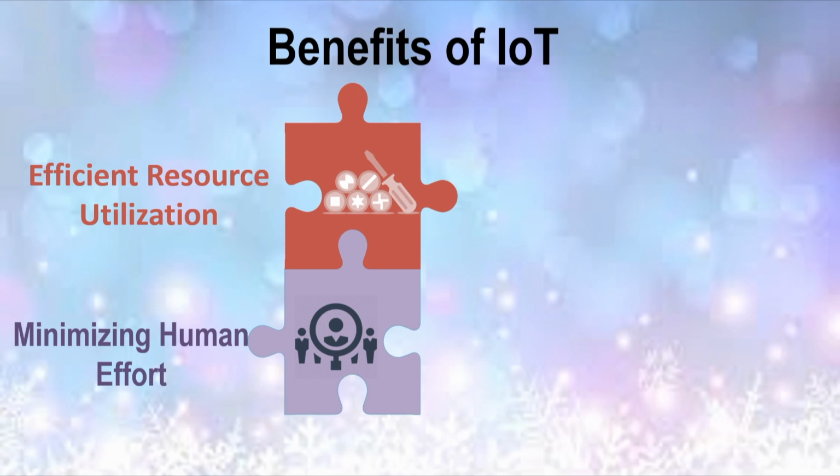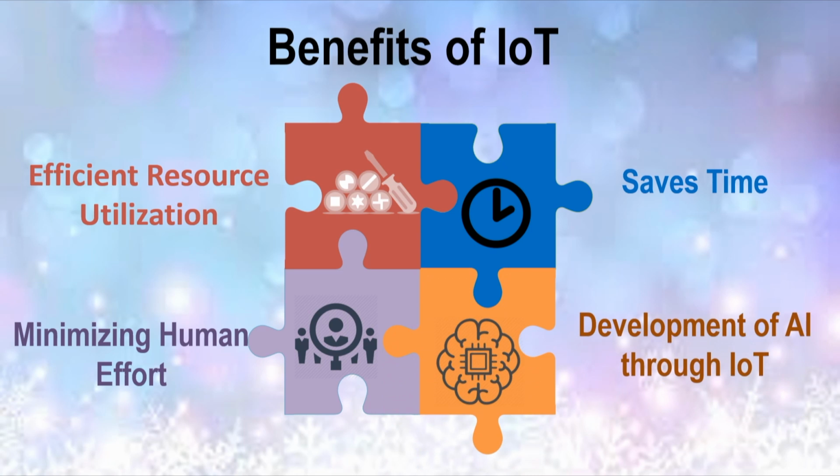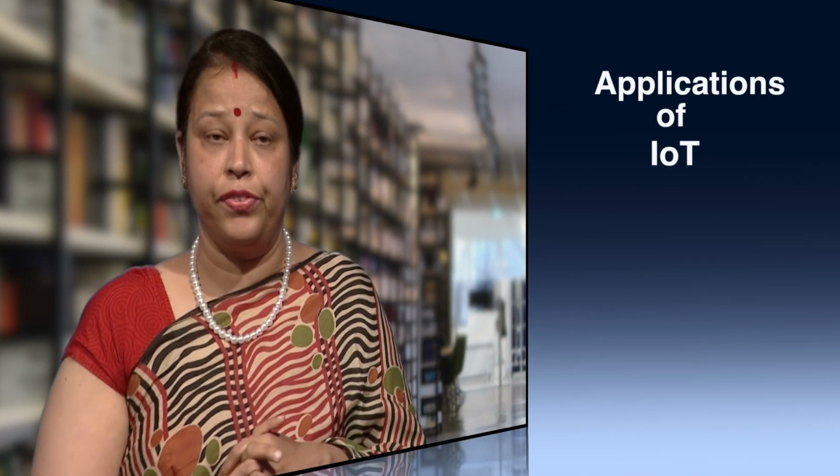In the previous example, when I have said that when my car is just 5 minutes away from my home, then my AC is getting switched on, my doors are being unlocked and also my bulbs are also being switched on. And you can see that how human effort is minimized and it is saving time. The fourth advantage is that with the development of artificial intelligence, if we integrate artificial intelligence with IoT, then our systems get smarter. Now, let us see what are the applications in our daily life.